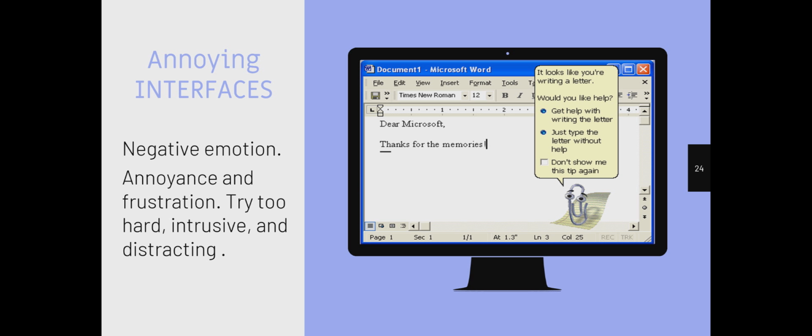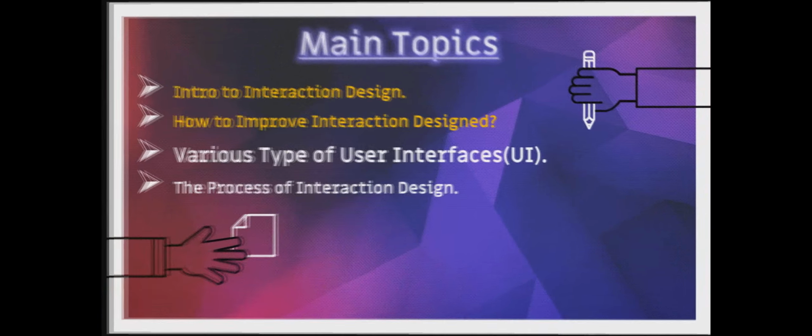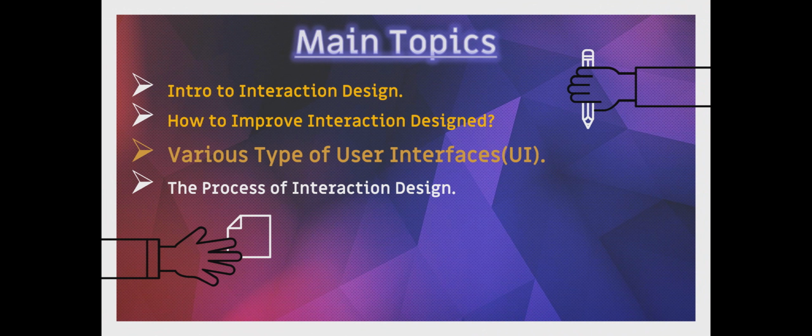The second attempt at a friendly agent, his name is Clippy. Microsoft tried to make this friendly agent work, but it did not seem to work at all because the second attempt seemed to try too hard, and was intrusive and distracting. Then they failed again. On the next topic, various types of user interfaces.